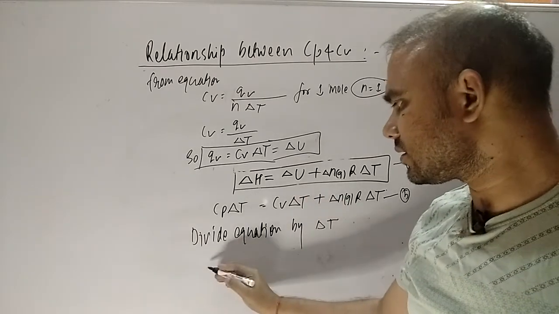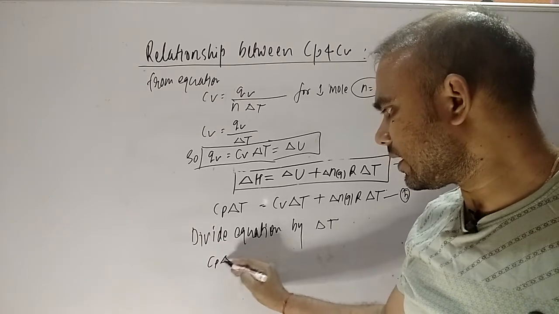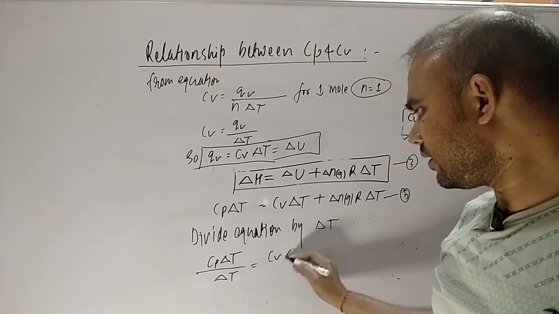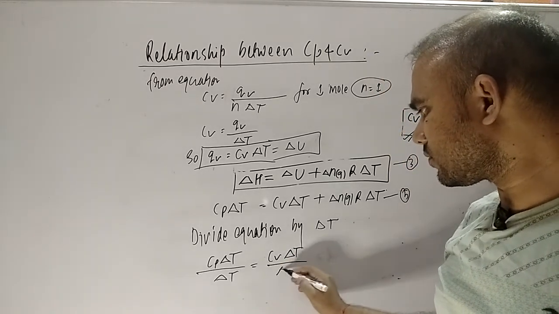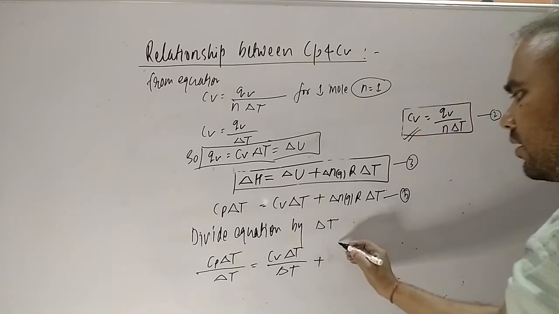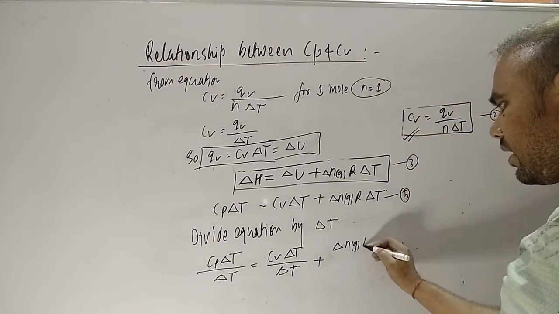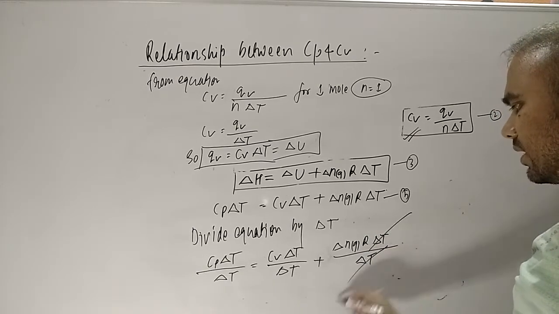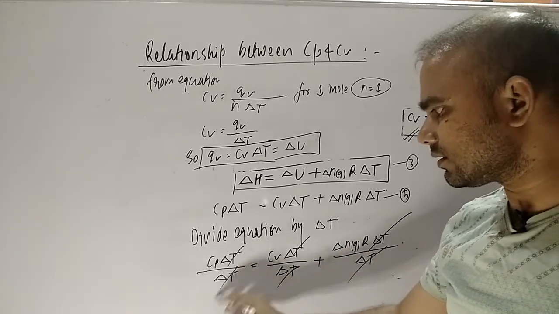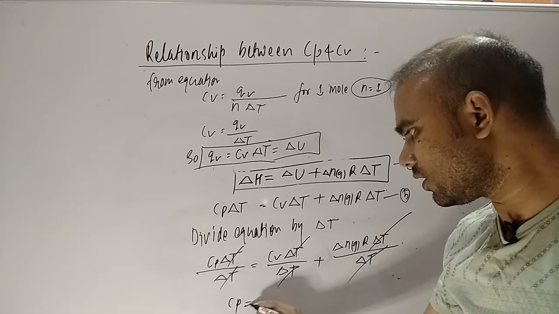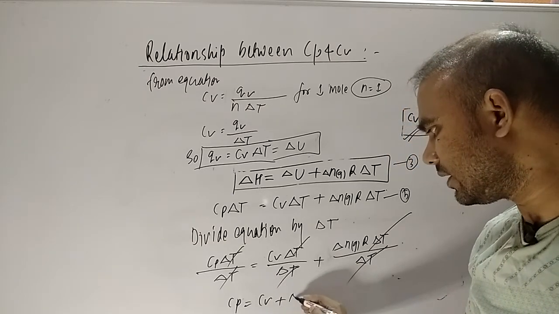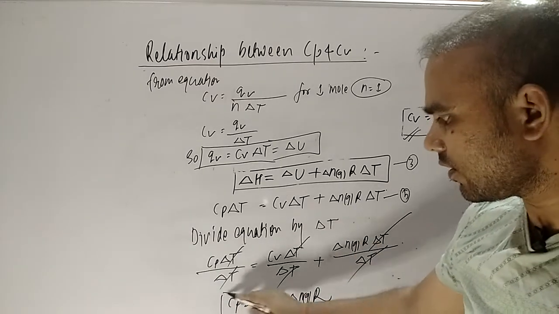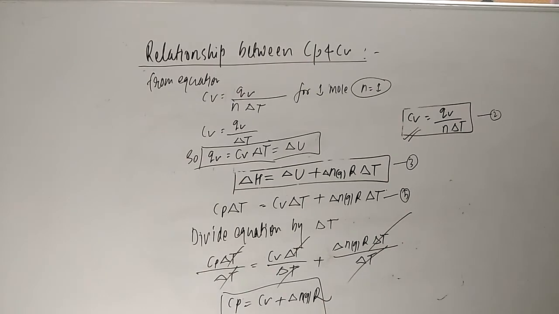Right, so let us write this equation, student. Cp delta T upon delta T equals Cv delta T upon delta T plus delta ng R delta T upon delta T. The delta T cancels out. So Cp is equal to Cv plus delta ng R. This is the relationship between Cp and Cv that we got.